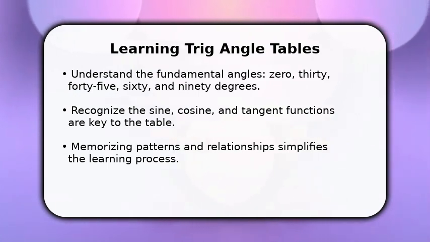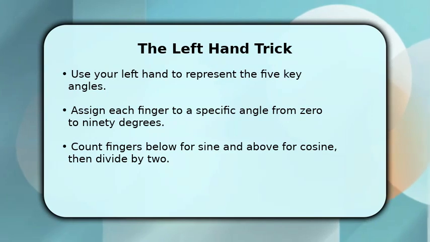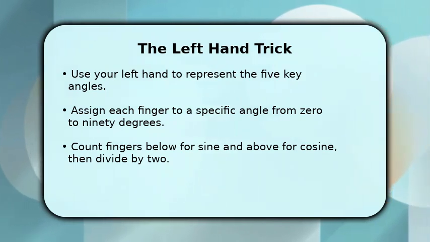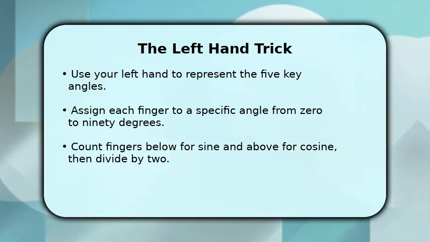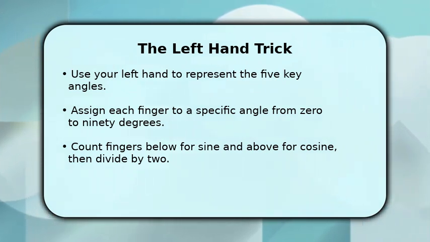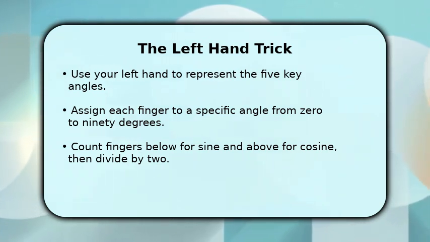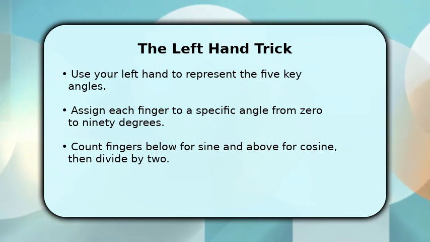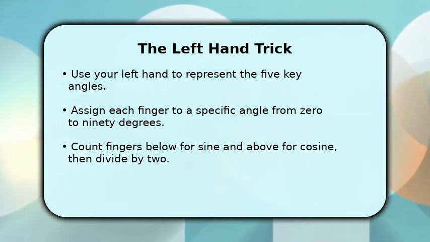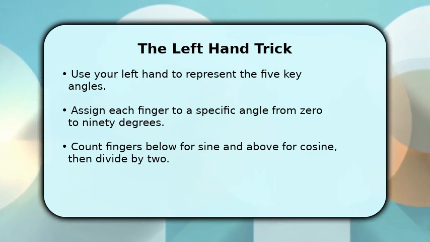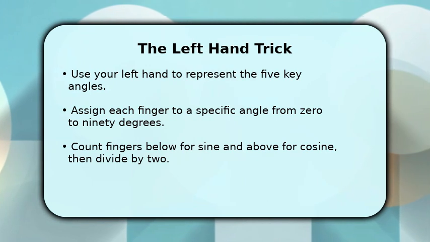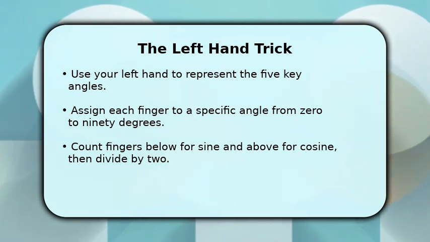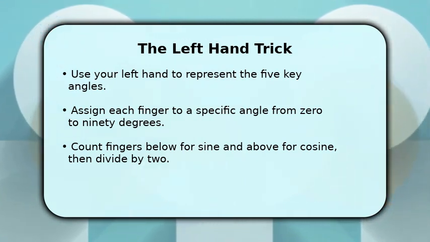various calculations and problems. A fantastic visual method for remembering sine and cosine values is the left-hand trick. Hold your left hand up, palm facing you. Assign your pinky to 0 degrees, ring finger to 30, middle finger to 45, index to 60, and thumb to 90 degrees. For sine, count the fingers below the chosen finger, take the square root, and divide by 2. For cosine, count fingers above, take the square root, and divide by 2. This simple technique provides a quick reference for these 5 crucial angles.